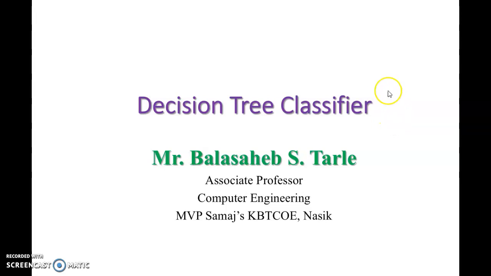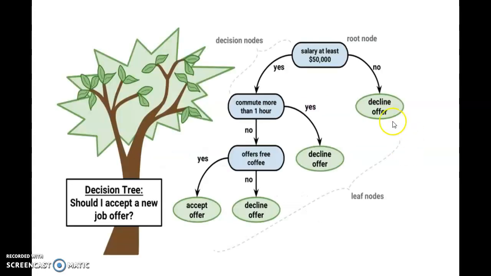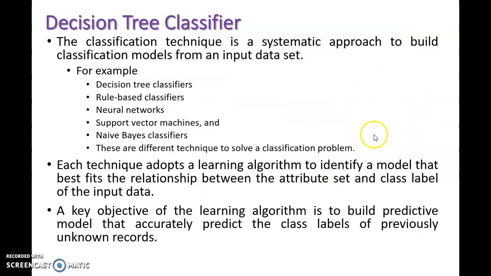Today we are discussing the decision tree classifier. What is a decision tree? It is a tree-like structure for classification. Before that, there are so many classifiers: decision tree classifier, rule-based classifier, neural network classifier, support vector classifier, naive Bayes classifier, KNN classifier.